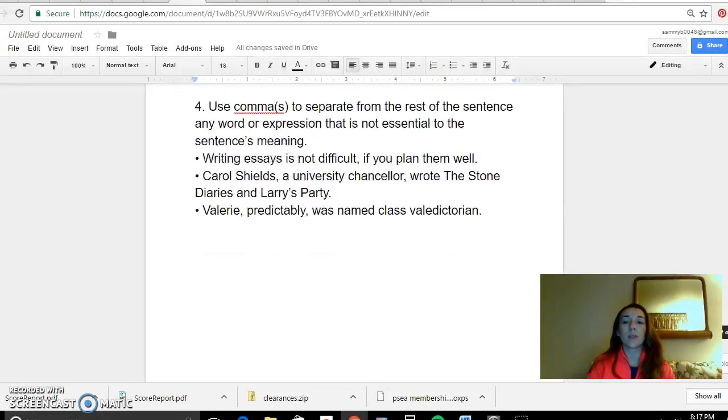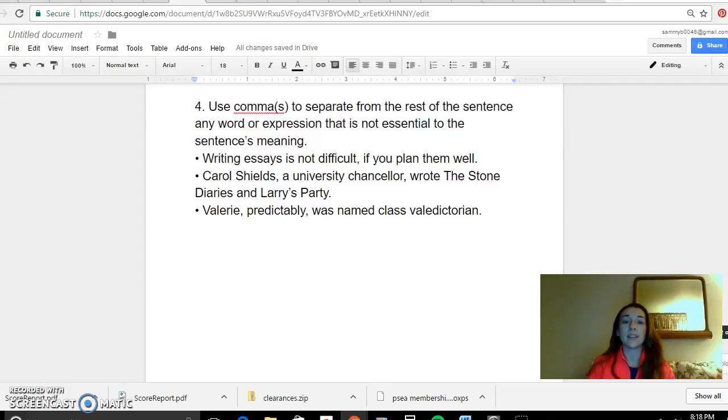Use commas to separate from the rest of the sentence any word or expression that is not essential to the sentence meaning. Now, just because it's not essential to the sentence meaning doesn't mean it's not well appreciated by your audience. Detail is always good for your audience so they know exactly what's going on at all times. So just make sure that if it's a detail, you put it within commas.